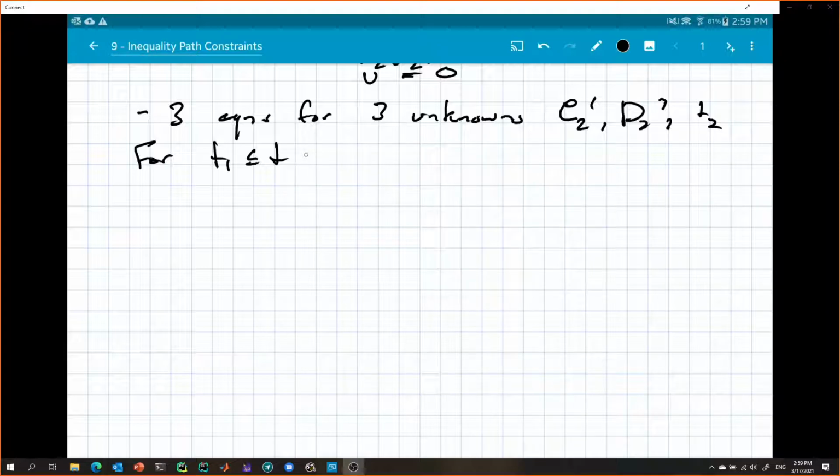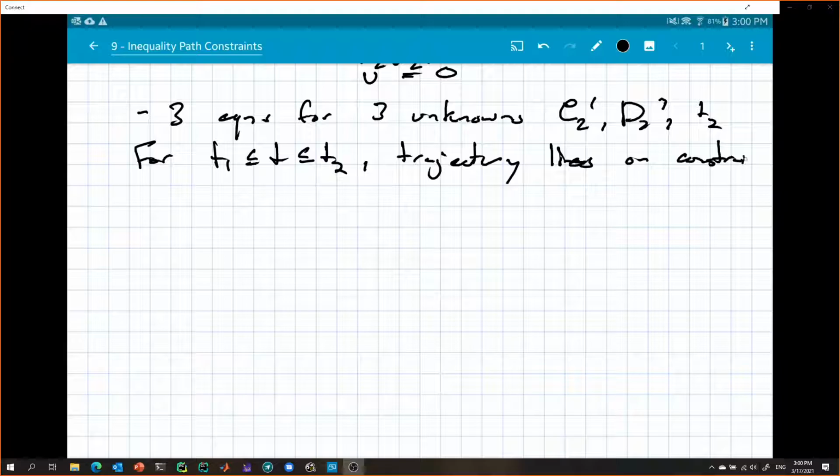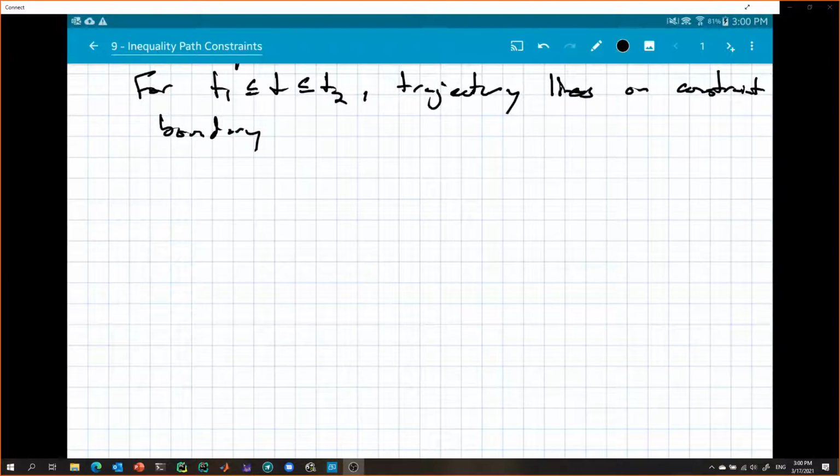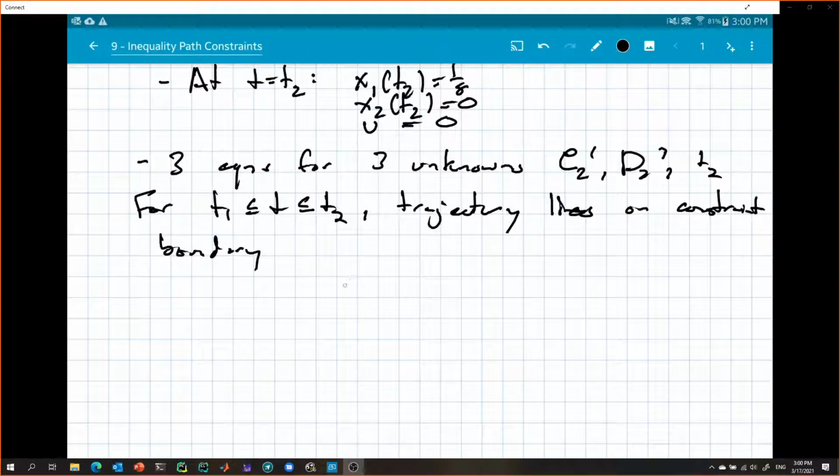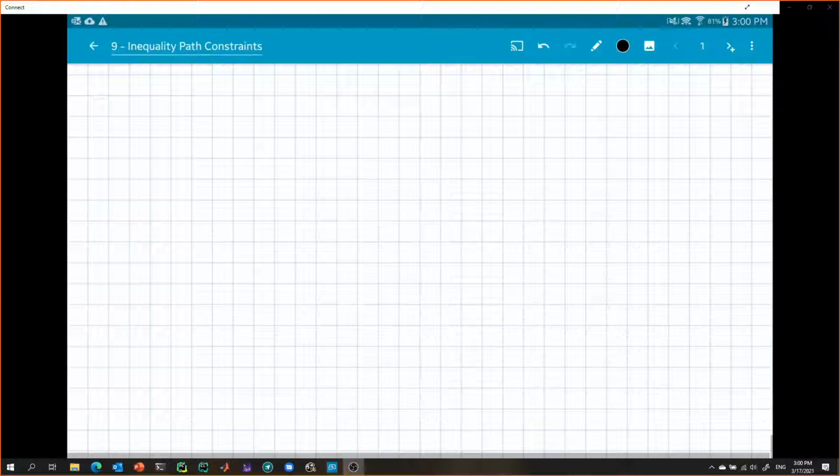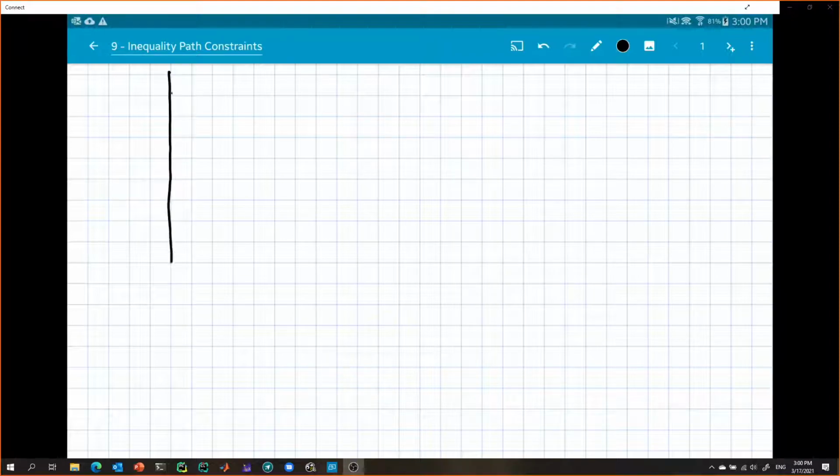So between T1 and T2, the trajectory lies on the constraint boundary. That's simple. That's actually these 3 conditions here. So we know x1 of t is equal to 1/8, x2 of t is equal to 0, and u is equal to 0. And then just to plot it up, to finish up.